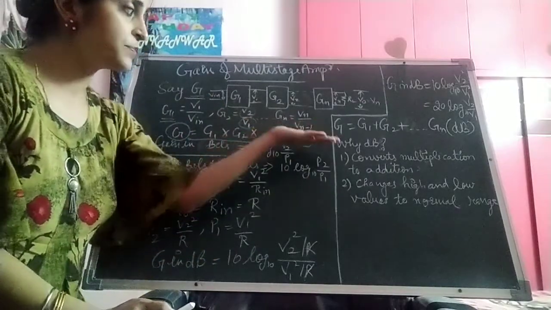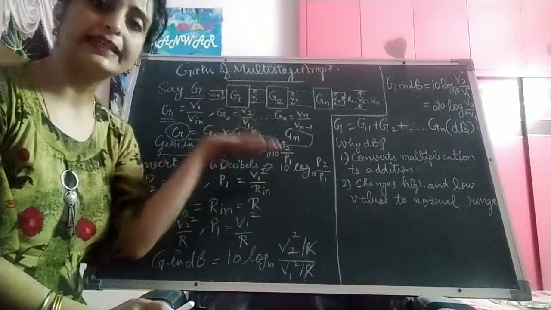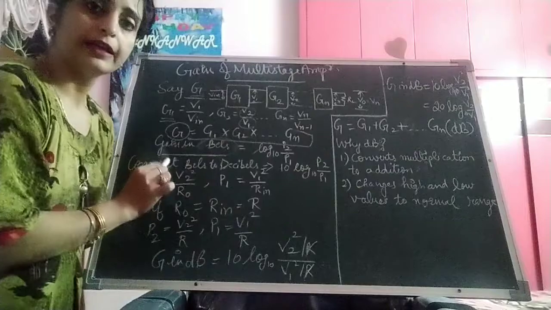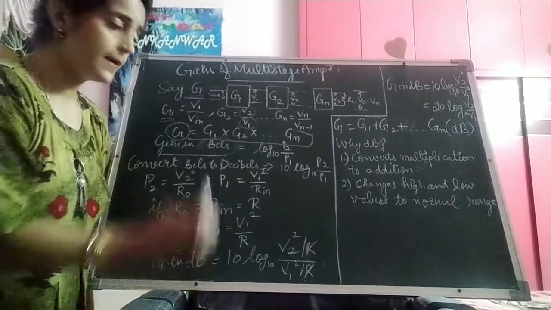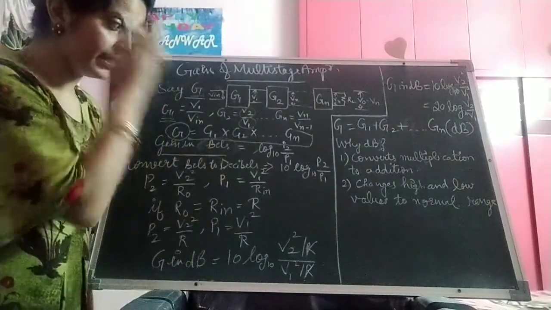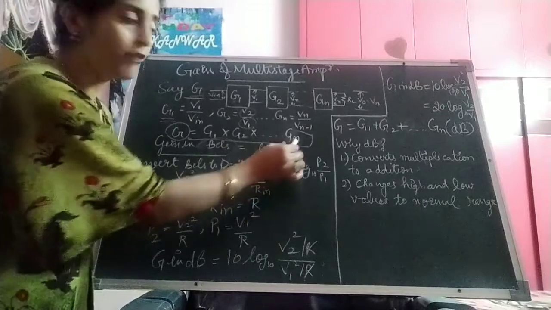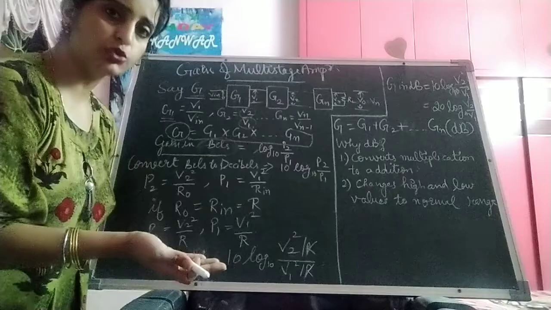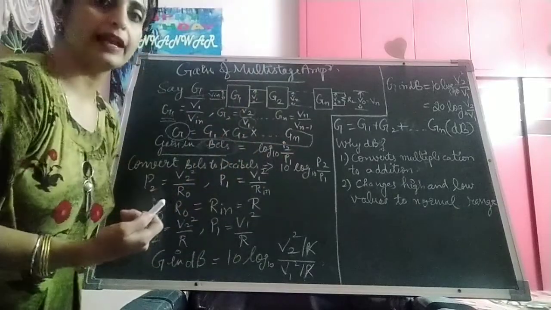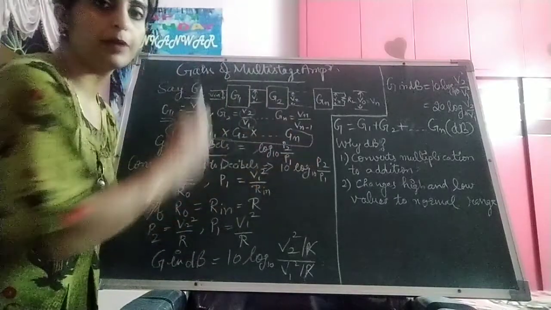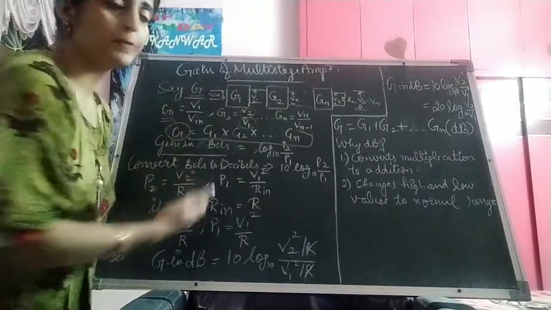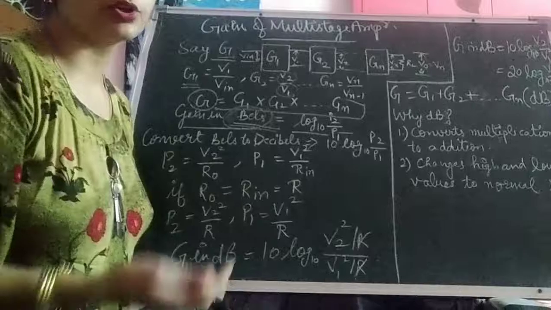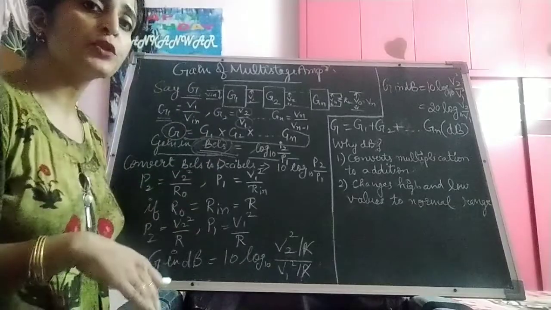So that is why we convert this particular gain into a smaller unit, that is basically bels. What do we mean by a bel? It is log base 10 of P2 by P1. Here P2 is the power at the output and P1 is the power at the input side of this particular amplifier, right? But the bel is a larger unit, so we have to convert it into a smaller unit.